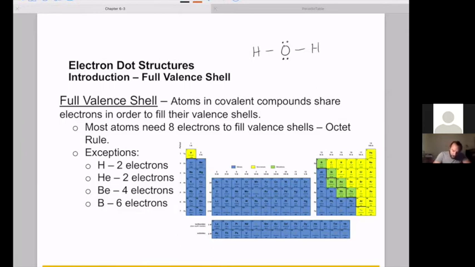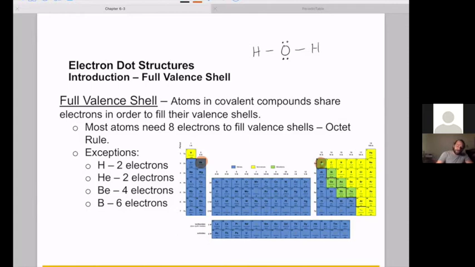The other weird ones are beryllium, which is an exception to the octet rule where it only needs 4 electrons. Again, it's because it's kind of tiny. And boron, same idea, it's kind of tiny, so it only needs 6 electrons to have a complete octet.